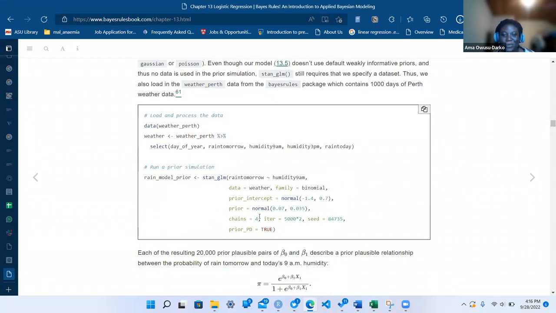We're using 4 chains. Why always 4? Is it depending on the RAM of your computer? I don't actually know. I don't know that either. You know what, that's an interesting question.